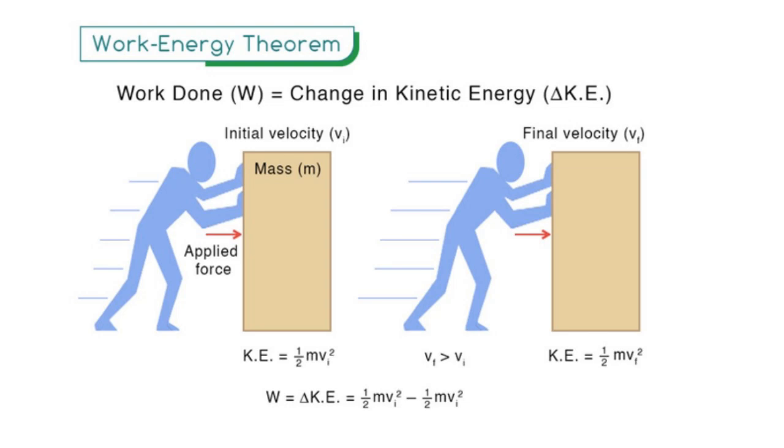Initially, the block has a velocity represented by VI and kinetic energy calculated as half the mass times the initial velocity squared. When the person applies a force, the block speeds up, reaching a final velocity VF, which is greater than the initial velocity. Its kinetic energy then increases to half the mass times the final velocity squared. The work done by the applied force is the difference between the final and initial kinetic energy. This relationship helps us understand how forces change the motion of objects by increasing or decreasing their kinetic energy.